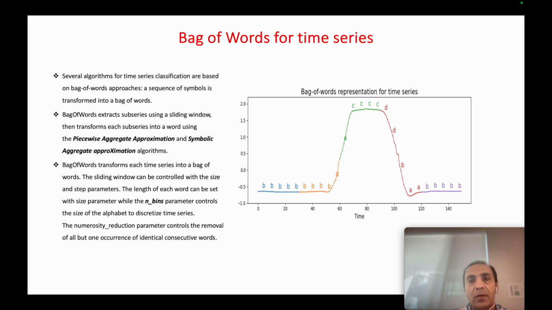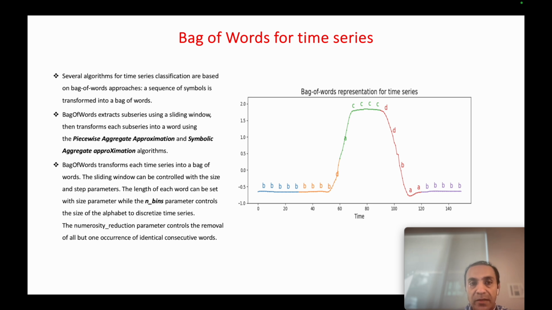What is bag of words for time series? Well, several algorithms for time series classification are based on bag of words approaches, in which a sequence of symbols is transformed into a bag of words. So the idea is basically to divide the whole time series into subsequences and assign alphabetical characters to each of those subsequences using bag of words.